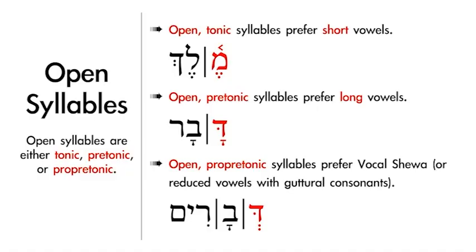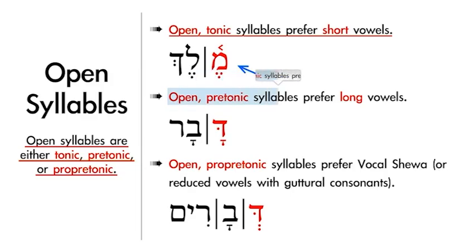Easy enough. What about open syllables? Open syllables are going to have 3 possible classifications. Not the simple accented or unaccented of the closed syllable, but rather open syllables are either tonic, pretonic, or propretonic. And we learned those labels earlier. Look at rule number 1 up here. Open tonic syllables prefer short vowels. So in our example, melech, we have an open tonic syllable. It's open because it begins with a consonant and ends with a vowel. And we see the accent mark above it. An open tonic syllable prefers the short vowel.